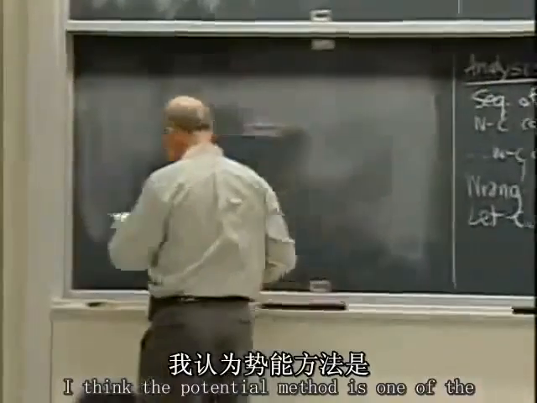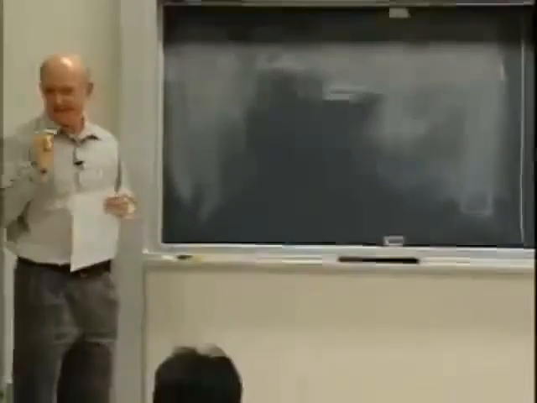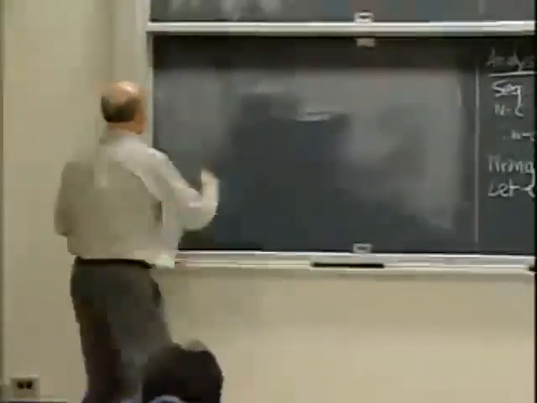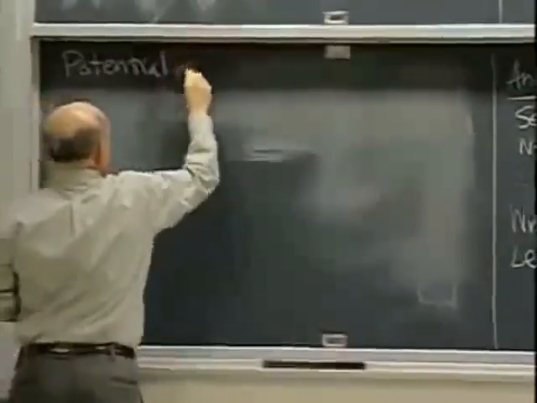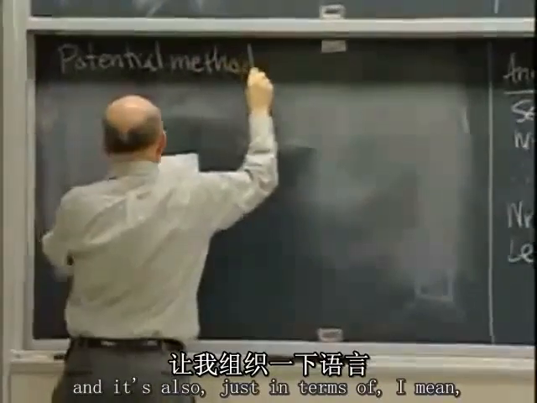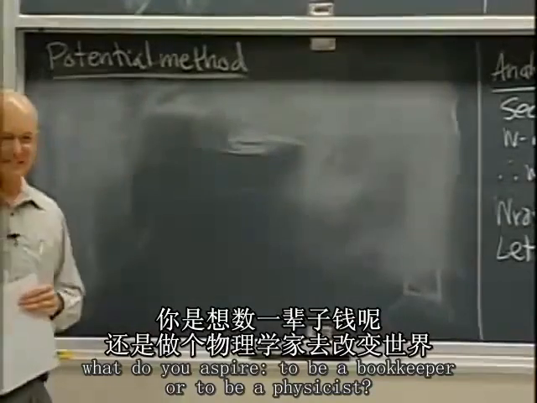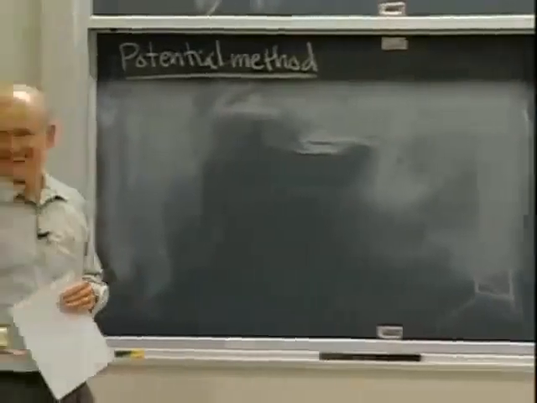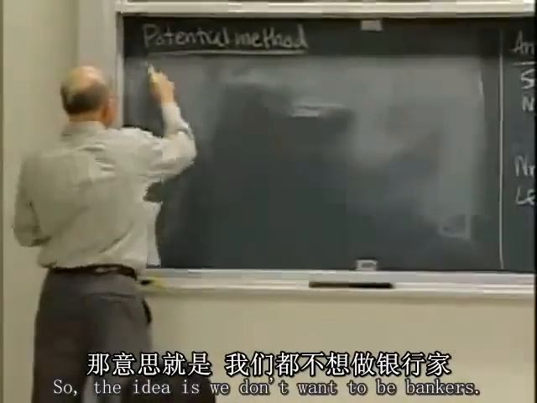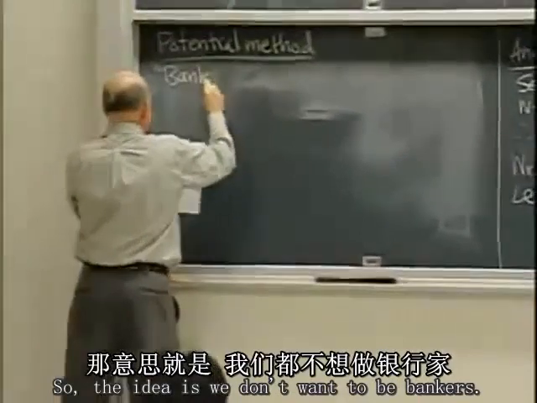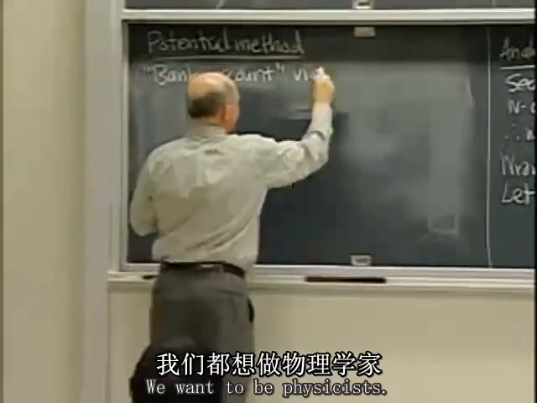I think the potential method is one of the beautiful results in algorithmic analysis. Just a beautiful result, a beautiful set of techniques. And it's also a question of what you aspire to: to be a bookkeeper or to be a physicist? So the idea is we don't want to be bankers. We want to be physicists.